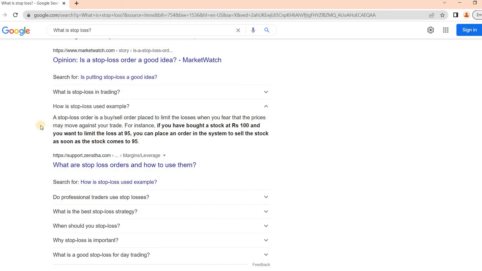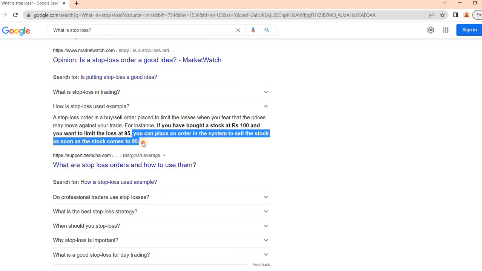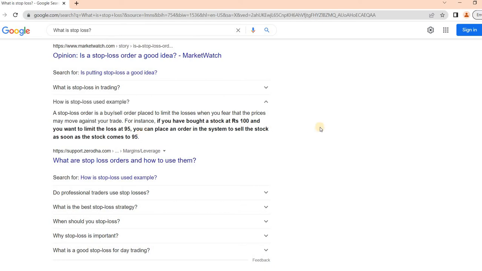So here is an example for how we can use stop loss. For instance, if you have bought a stock at rupees 100 and you want to limit the loss at 95, okay, so you don't want the stock to fall below 95. In this case, you can place an order in the system to sell the stock as soon as the stock comes to 95. Okay, so it's like you are putting a pre-order in the system. You are telling the exchanges that I will wait till it goes to 95. I will see if it comes back up or not. But in case it goes below 95, get me out of the system. I don't want to be in the market. So 95 is the stop loss that we are putting here.